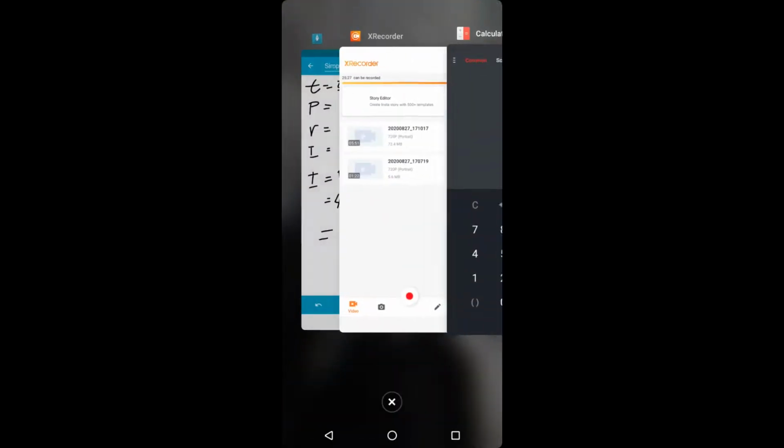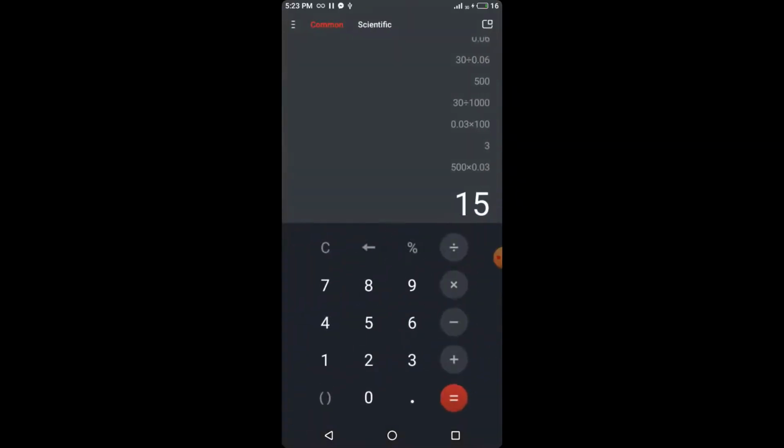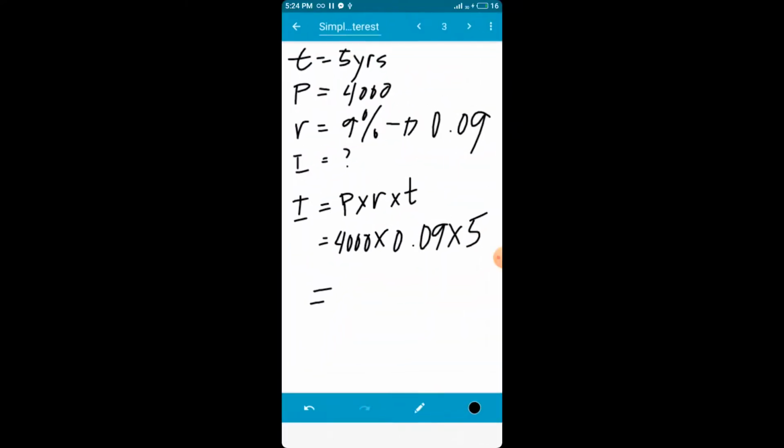So, let's use the calculator for that. 4,000 times 0.09 times 5. Okay, so the interest amount is 1,800.